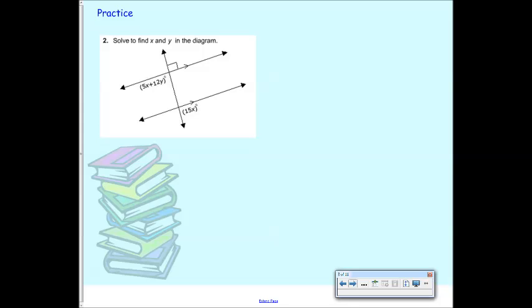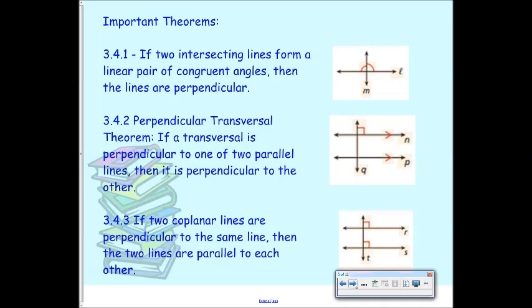Okay, so these are, again, guys, whenever I have super word-heavy slides, you can come back to it later if you want to look at it. These are theorems that we're going to go through quickly. These are pretty self-explanatory. If 2 intersecting lines form a linear pair of congruent angles, so basically a linear pair is a line split into 2 angles. If they're congruent, they have to be 90 degrees because a line is worth how much? 180. So if it's two congruent angles, then they would have to be 90 because 180 divided by 2 is 90.